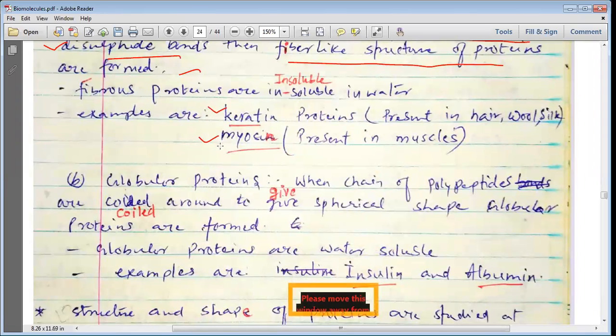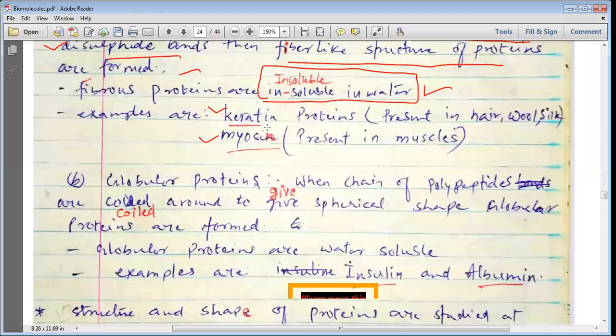So keratin protein and myosin are examples of fibrous proteins. Please remember that these fibrous proteins are insoluble in water. Keratin is the fibrous protein found in our hair. It is also found in wool. It is also found in the cells. And myosin is the protein found in the muscles of living beings.